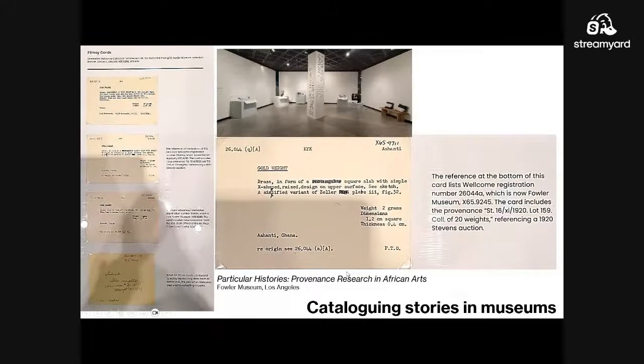Now, some of these ideas about the history and effects of cataloging practices have been explored or touched on in exhibitions in the past. So I just have a few examples here that I've collected in my various travels. For example, this exhibition on provenance research in African arts from the Fowler Museum in Los Angeles a few years ago placed original catalog cards, which they historically call flimsy cards, on display with explanations of their features.